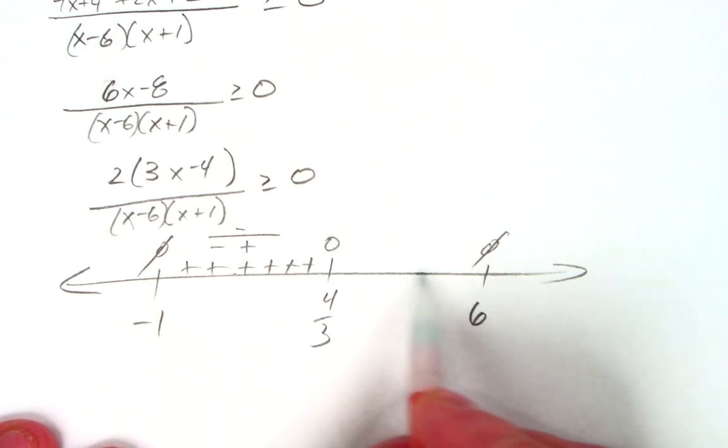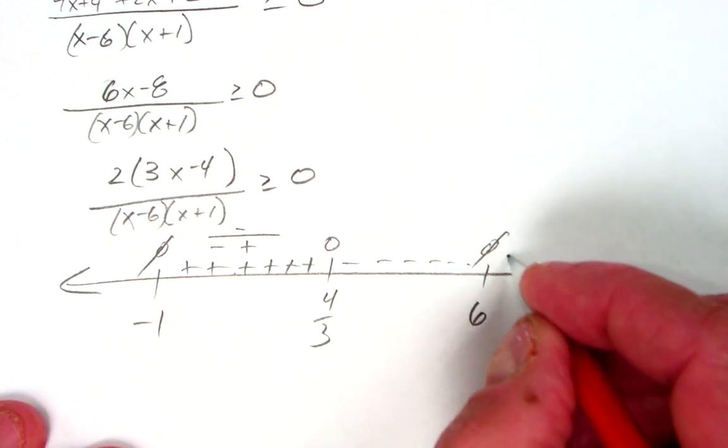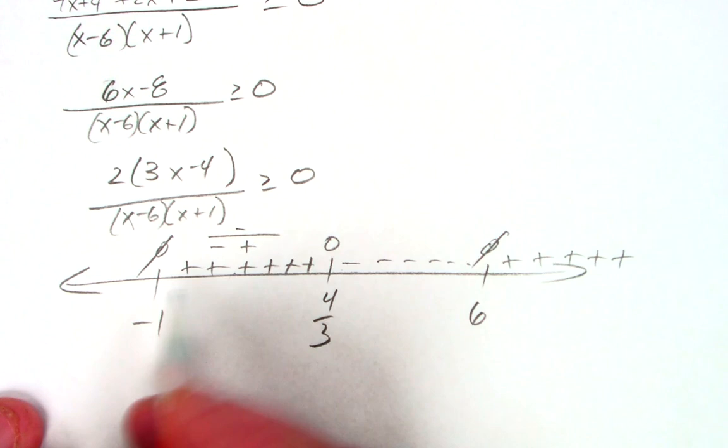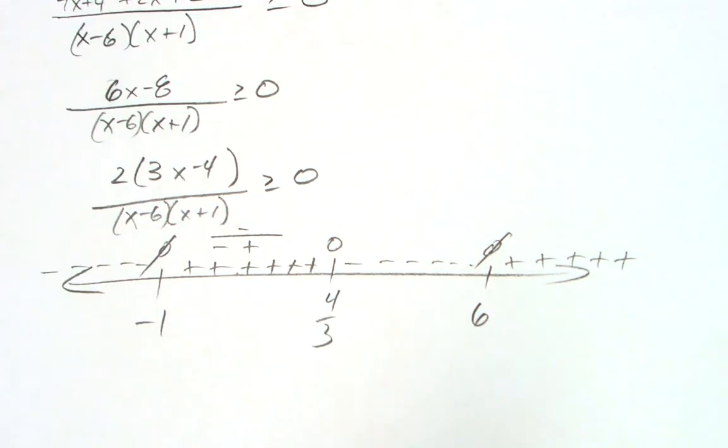So what's it going to be through here? Negative, because it's a single root. What's it going to be through here? Positive. What's it going to be through here? Negative.